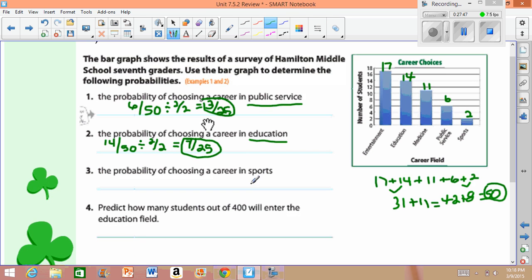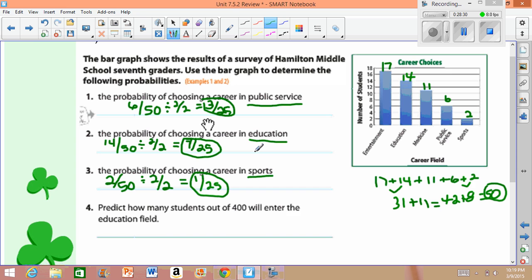The next one, a probability of choosing a career in sports. So sports is 2 out of 50, so that's even lower. And again, we can simplify by dividing the top and the bottom by 2. And our probability is that there is a 1 out of 25 chance that you would have a career in sports. So the probability questions weren't too hard. Remember, probability is what you want out of the total. So now we have one more question to answer.